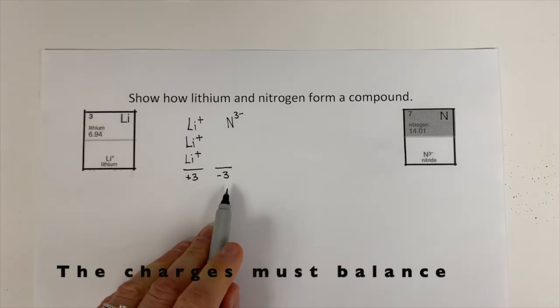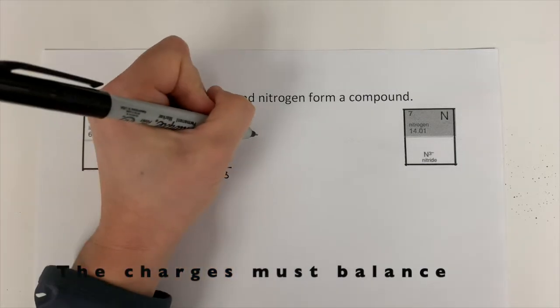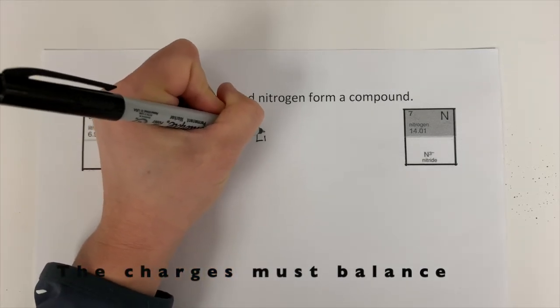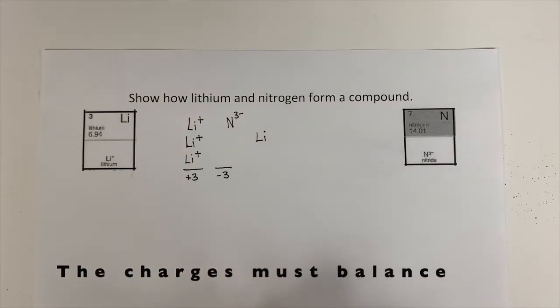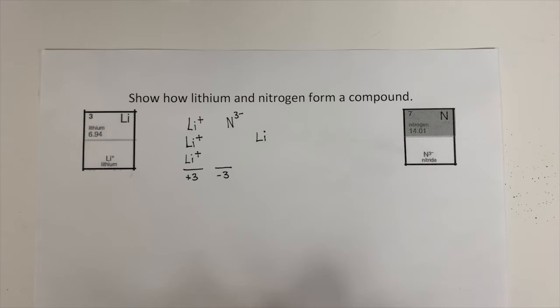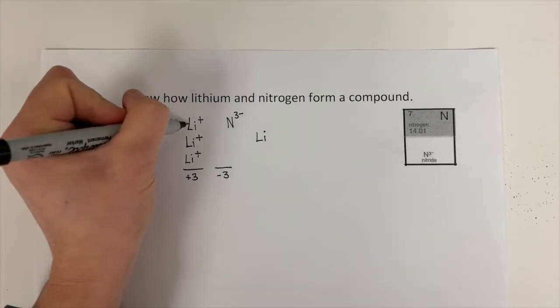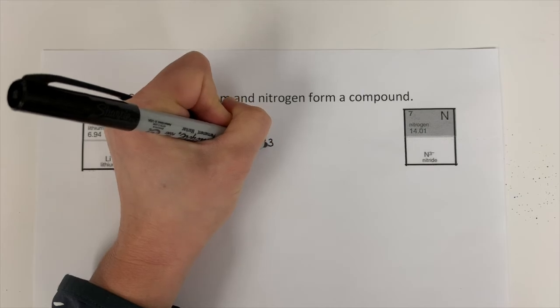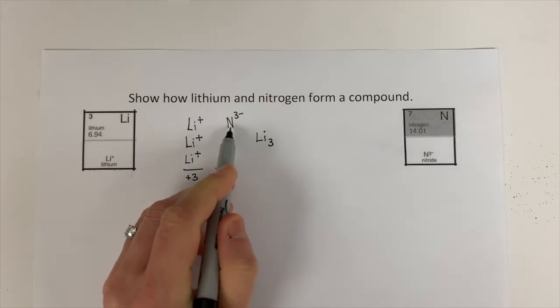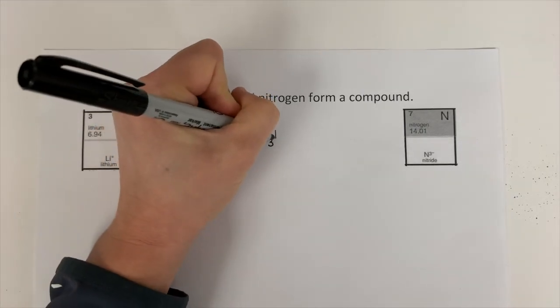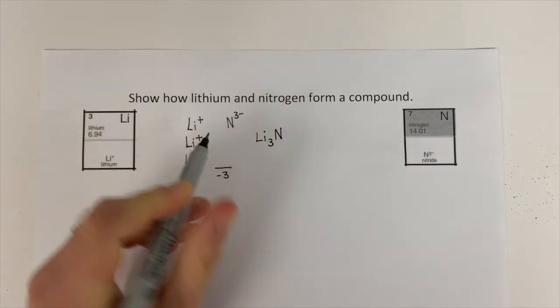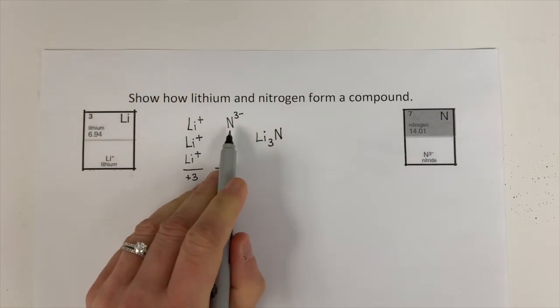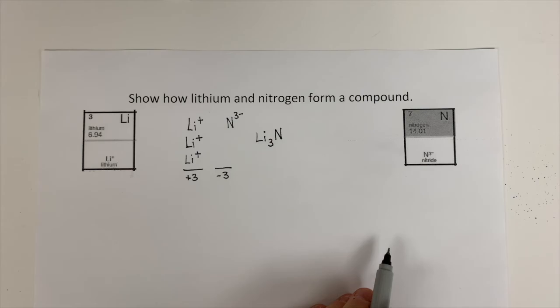Next, I have to translate that into a compound. I always write my cation first, so I'm going to write Li. I'm not going to write a charge because my overall charge is 0, but I'm going to use a subscript to show how many lithiums are there. I have 1, 2, 3 lithium ions, so I show that as a subscript. Then I'm going to write my nitrogen second. And because I only have 1 nitrogen, I'm not going to show a subscript.